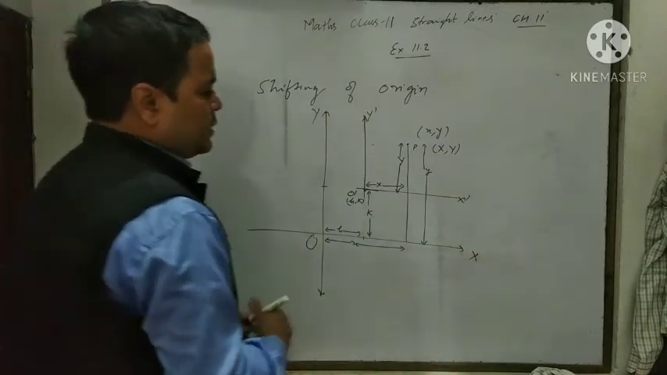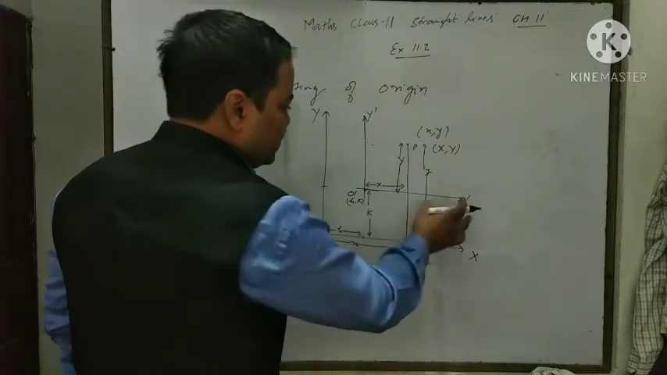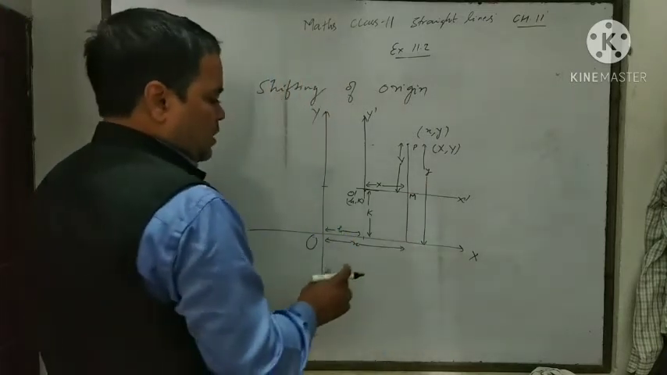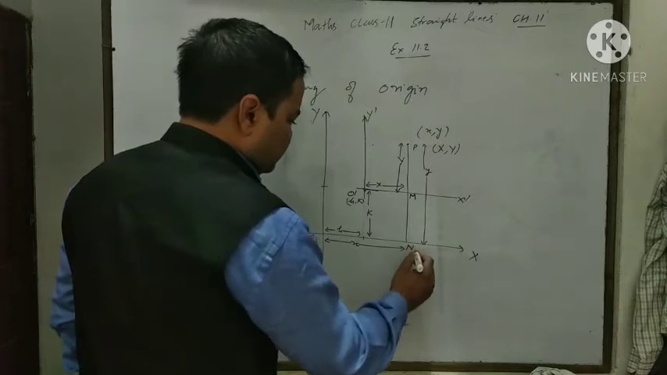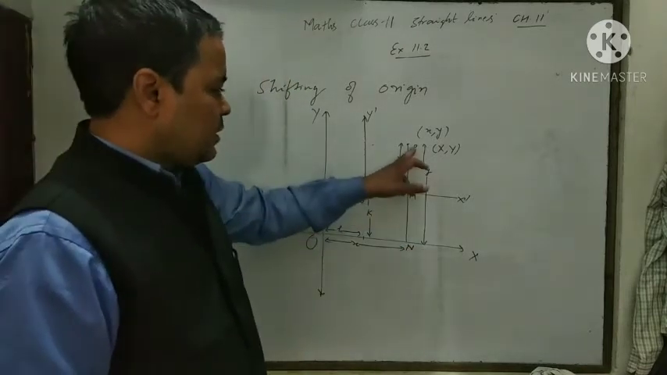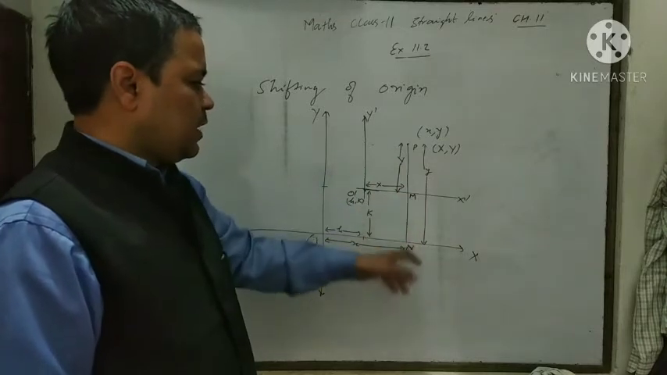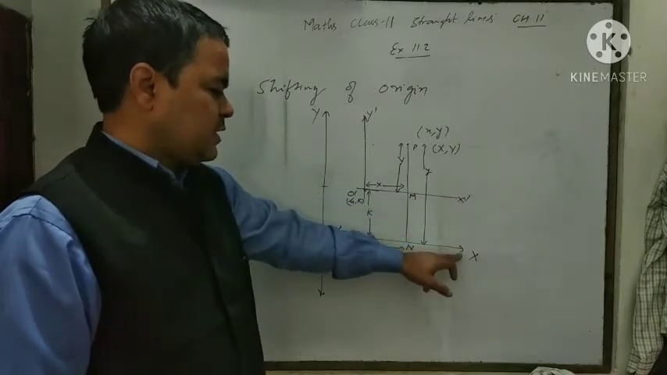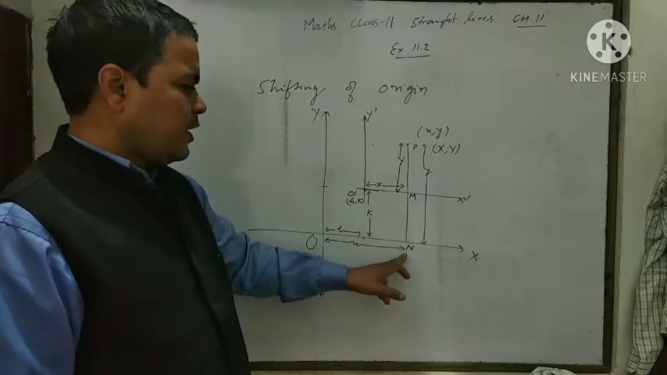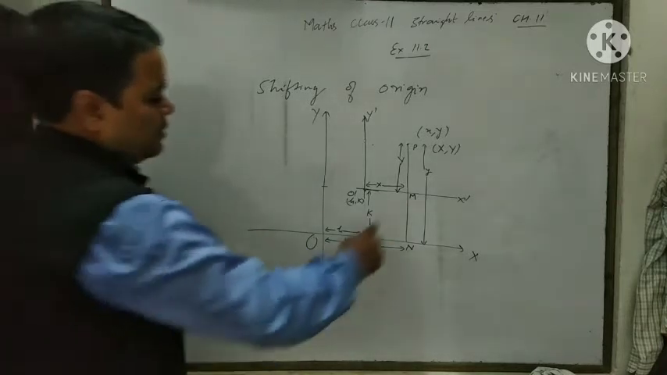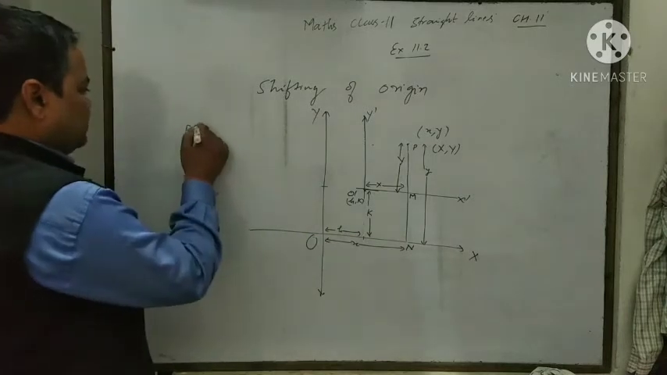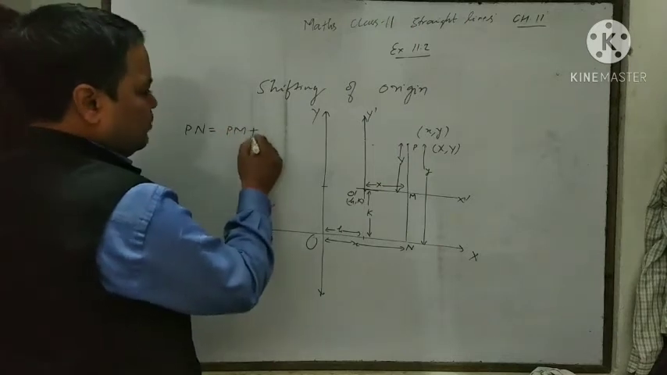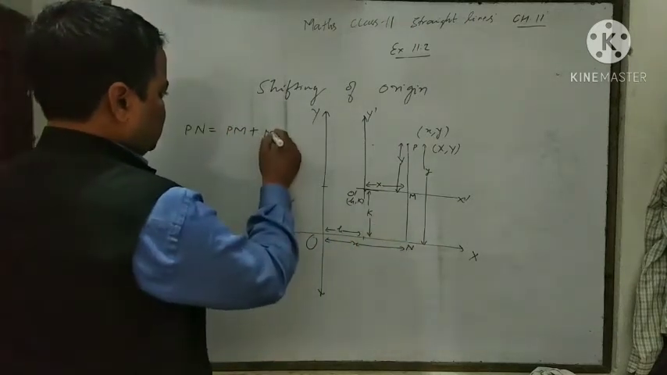Let us draw a line parallel to this, which intersects the original x-axis at point N. Once again, we draw a perpendicular which intersects the new x-axis at M and the original x-axis at point N. Now we can write PN is equal to PM plus MN.